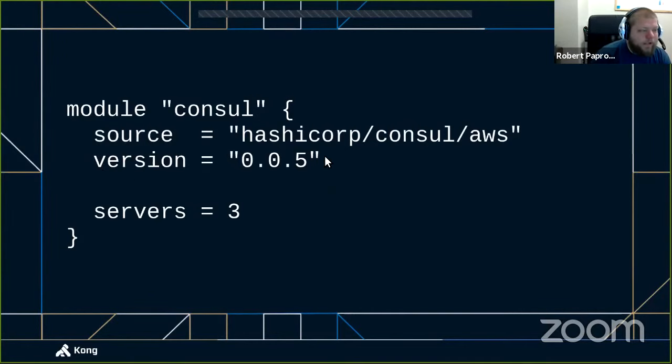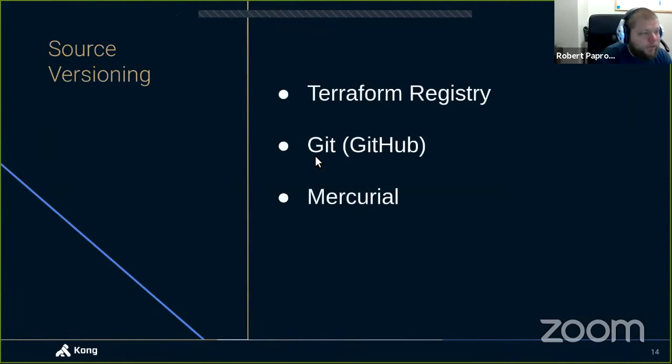There's a bit of a problem with using this notion of versioning in that it's only supported for modules that are hosted on the Terraform registry. And the Terraform registry is not the only place where your modules may live. They might live in a Git repo on GitHub. They might live in a Mercurial repo. They might live somewhere else entirely that you're just accessing through your local file system. And so it's important that we can version modules not just through a way that's only supported by one way to host modules, but as many ways as possible.